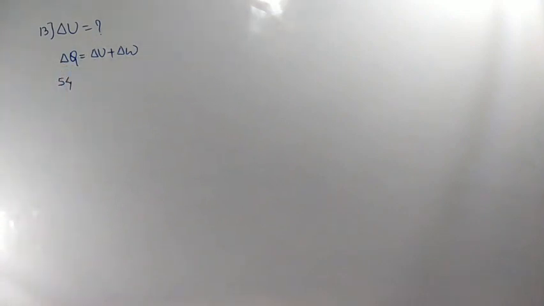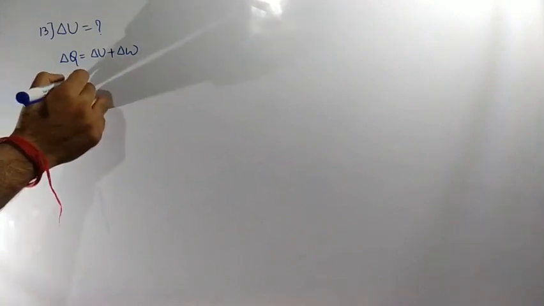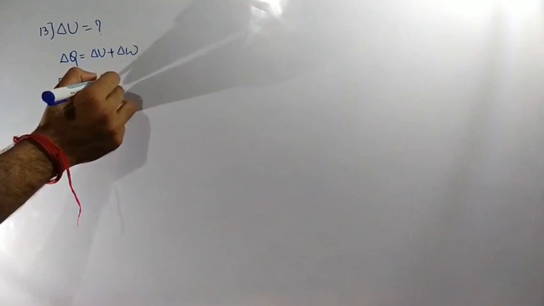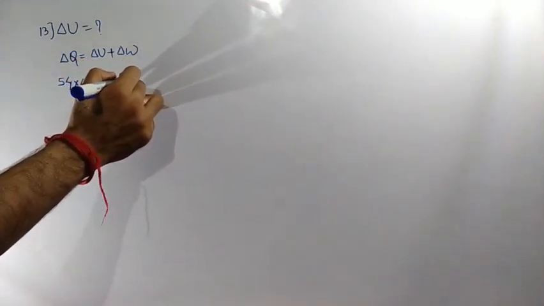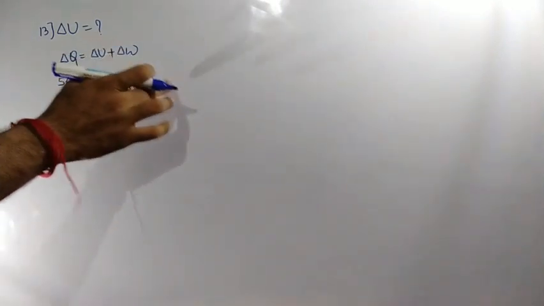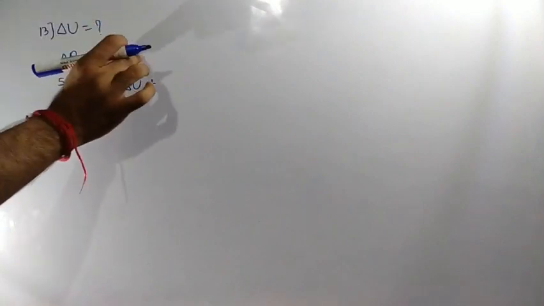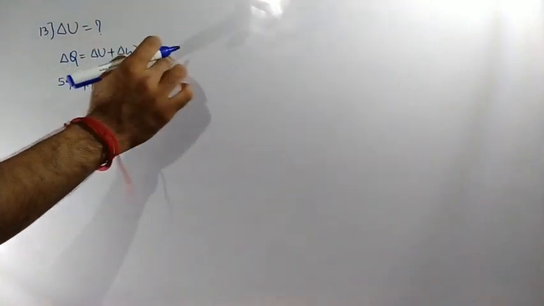54 calorie of heat energy. Okay, 1 calorie is nothing but 4.18 joules. So convert this into joules. Q is equal to delta U plus delta W, and we have to calculate delta U. Now this is most important. Delta W is nothing but pressure into delta V.